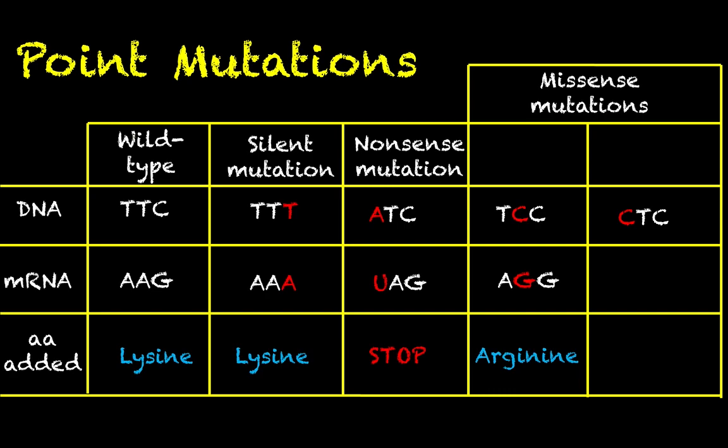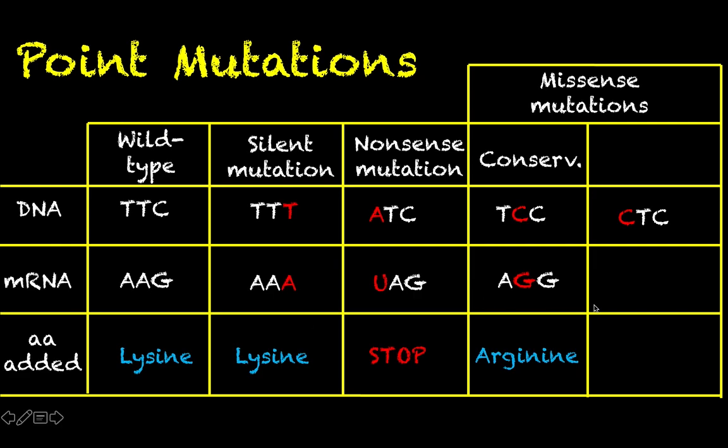So the hope here is that this isn't going to negatively impact things too much, but it still could because arginine is still different than lysine. So this type of mutation in which you replace one amino acid with a different amino acid that has the same chemical properties, this is called a conservative missense mutation.